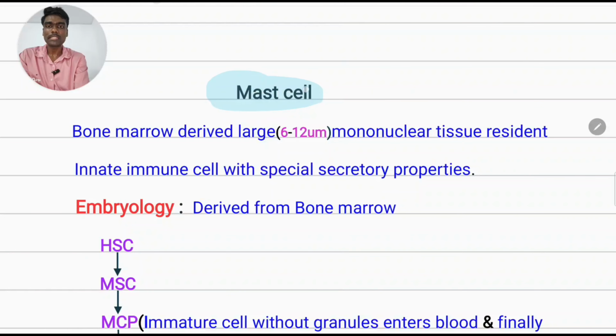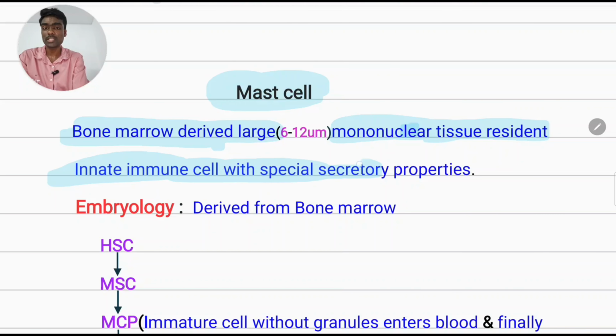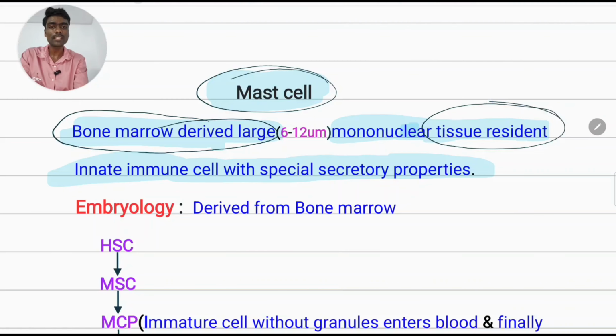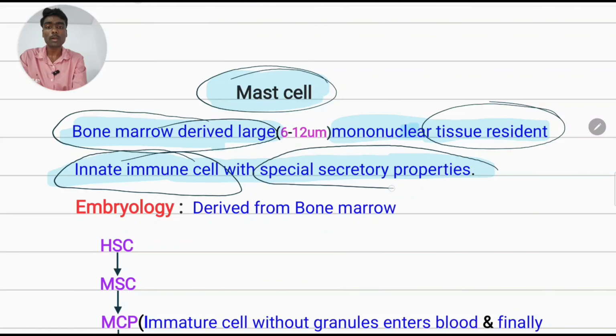Mast cell. What is a mast cell? Coming to its definition, it is a bone marrow derived large mononuclear tissue resident innate immune cell with special secretory properties. What do we mean by this definition? Even though they are derived from bone marrow, these mast cells won't like to roam in the bloodstream along with other blood cells. Soon they will reach the tissues and there they will settle down as tissue resident innate immune cells, where they will show special secretory properties whenever they are activated.